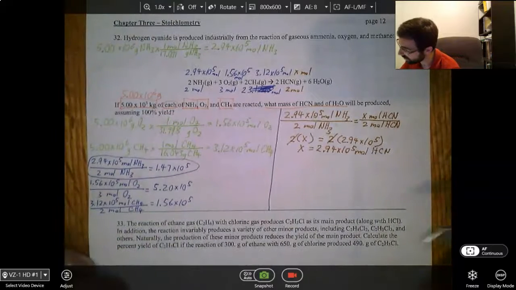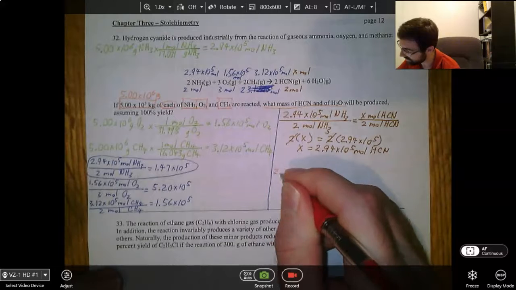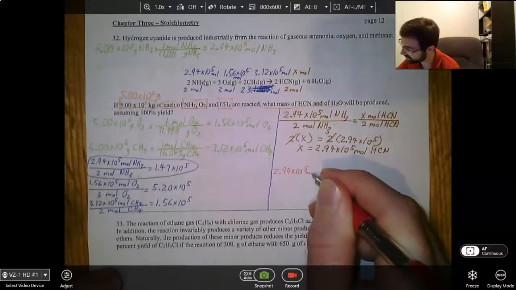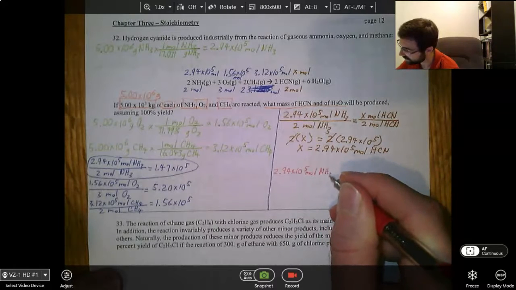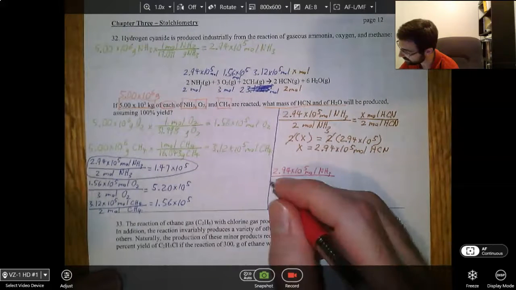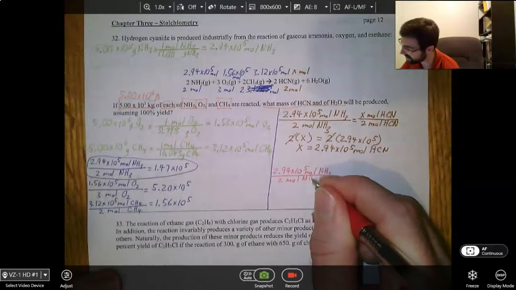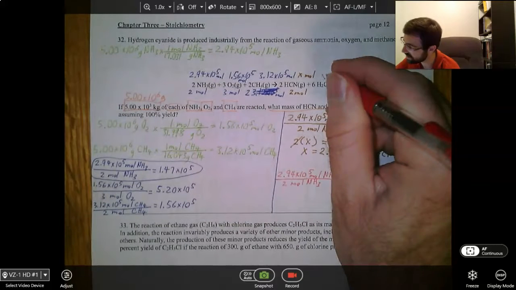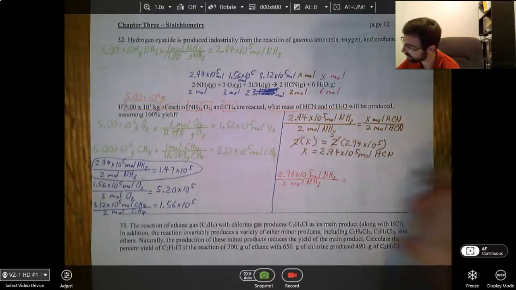Now let's go to the other one. So starting with the same number of moles of NH3, 2.94 times 10 to the 5th moles of NH3 over 2 moles of NH3. Because remember, I still have the same amount of the limiting reactant. I'm just looking for something else this time. I've got X moles of H2O over 6 moles of H2O, because I'm looking for H2O now.